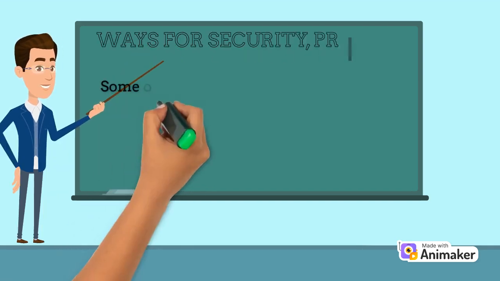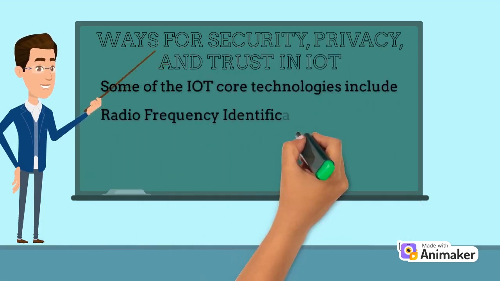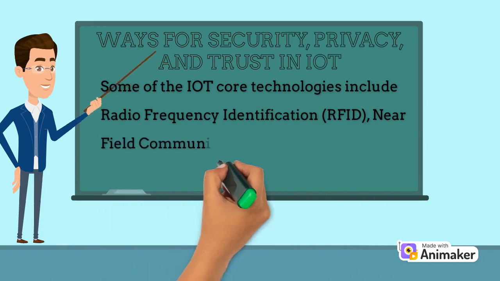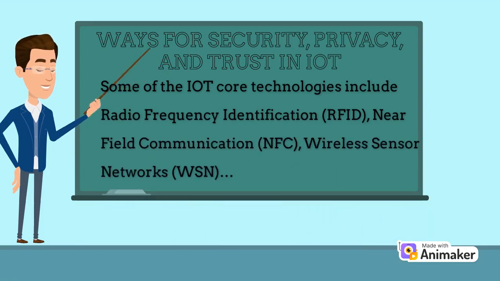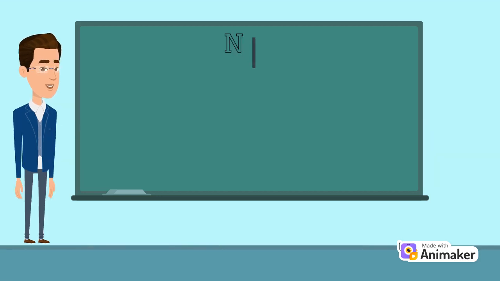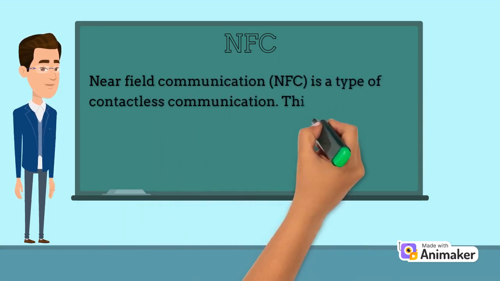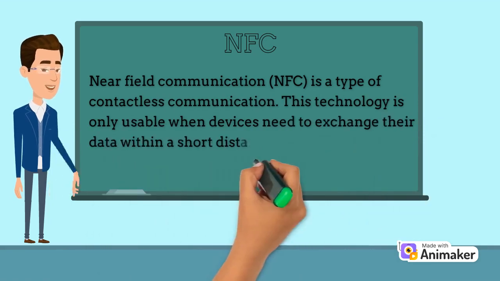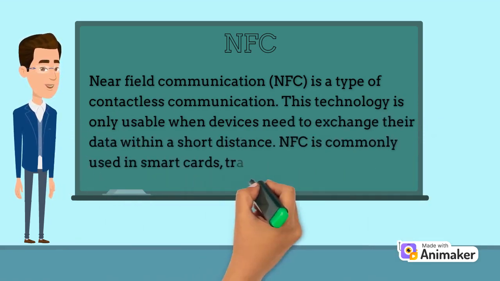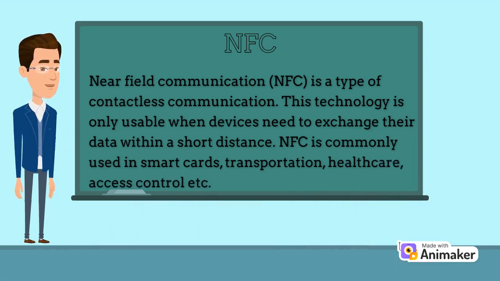Ways for security, privacy, and trust in IoT. Some of the IoT core technologies include radio frequency identification, RFID, near-field communication, NFC, and wireless sensor networks, WSN. NFC, near-field communication, is a type of contactless communication. This technology is only usable when devices need to exchange their data within a short distance. NFC is commonly used in smart cards.